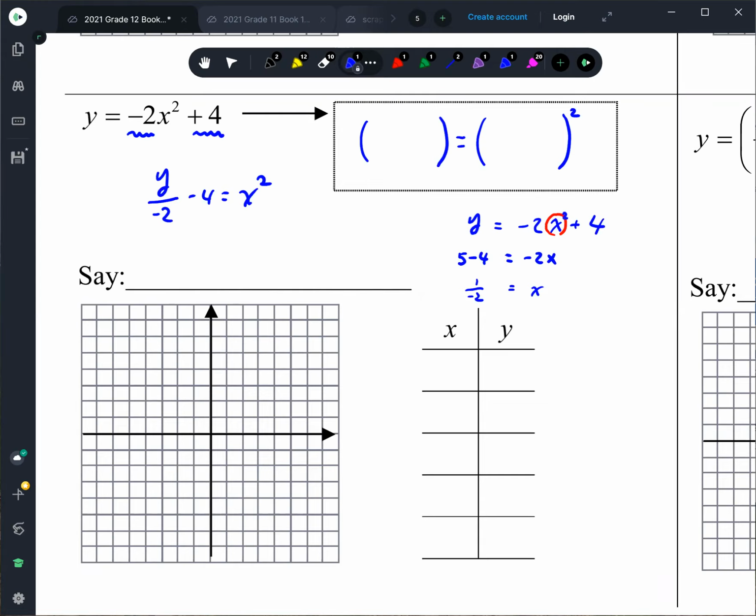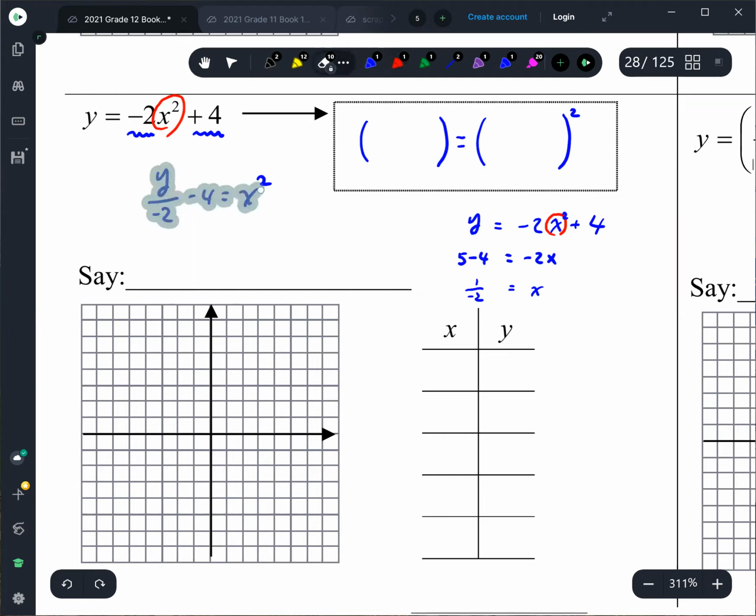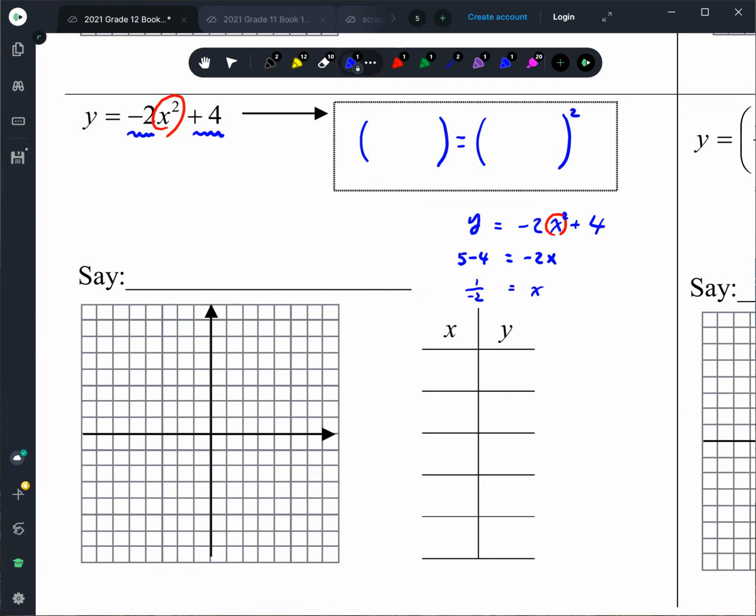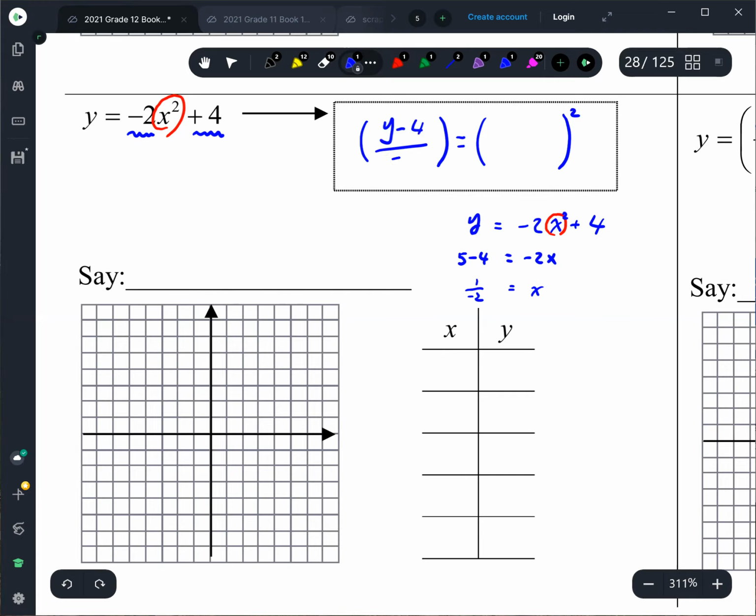Okay. So we want to isolate the x squared. We want to keep the x squared by itself. So how would you do that? Start by subtracting the 4, so it'd be y minus 4 divided by -2. Say that one more time. It will be y minus 4 divided by -2. Okay, so y minus 4 over -2.